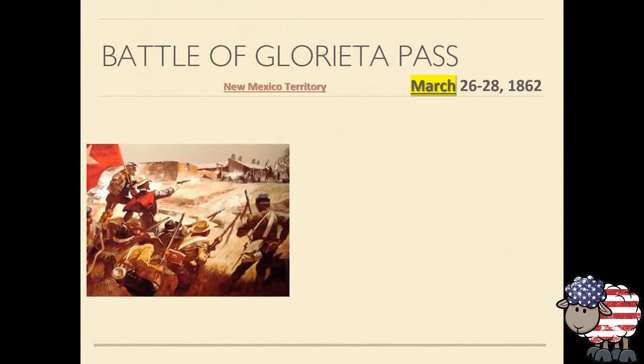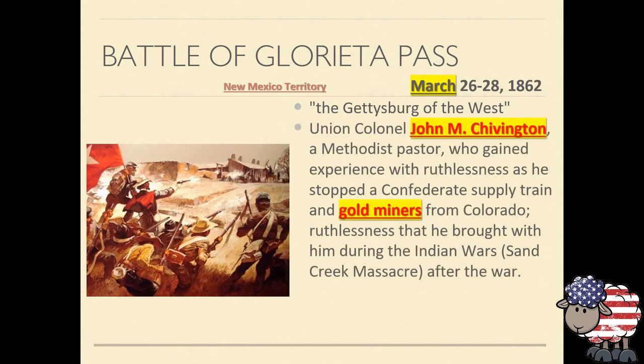Now, the reason why I mention it, though, is because of its significance as the Gettysburg of the West, but then also the significance of Union Colonel John Chivington, who was a Methodist pastor who gained experience with the ruthlessness as he stopped a Confederate supply train and gold miners from Colorado. Now, that ruthlessness he will then bring with him throughout the Indian Wars, and Colonel Chivington is known most notably during the Indian Wars and the massacre at Sand Creek in Colorado.